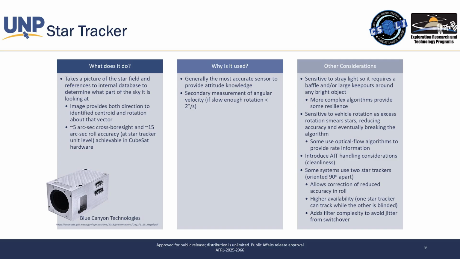Sensitive to stray light. If you rotate too fast, they can be sensitive. You need to do a little bit of cleaning and maintain clean assembly, integration and testing procedures when you have one of these on board, because you can gunk up the camera. You may have a couple of star trackers if you want even better pointing accuracy, but obviously that adds some complexity as well as cost.